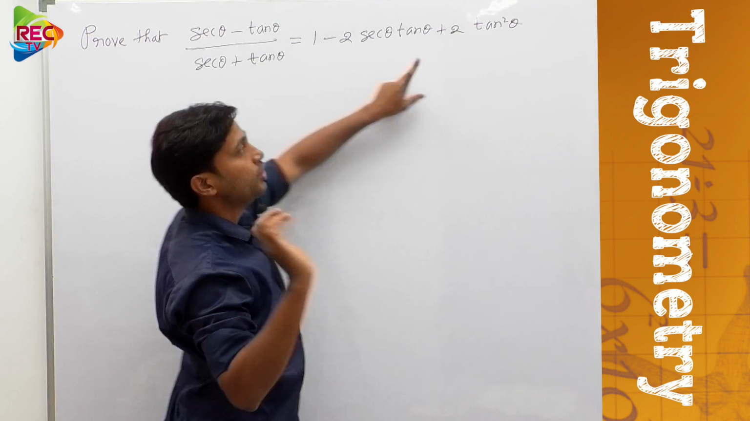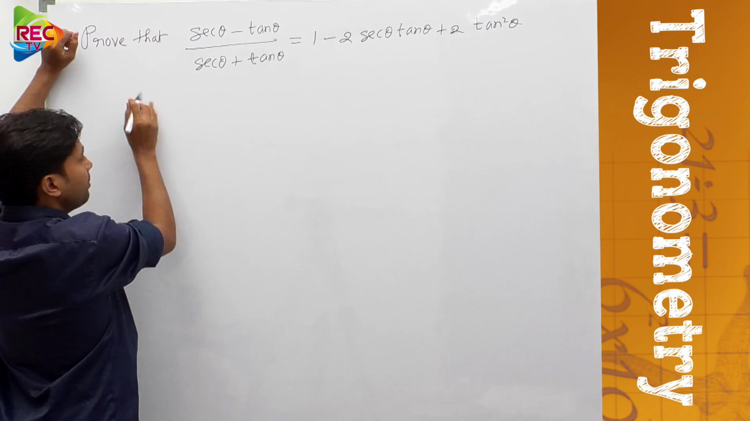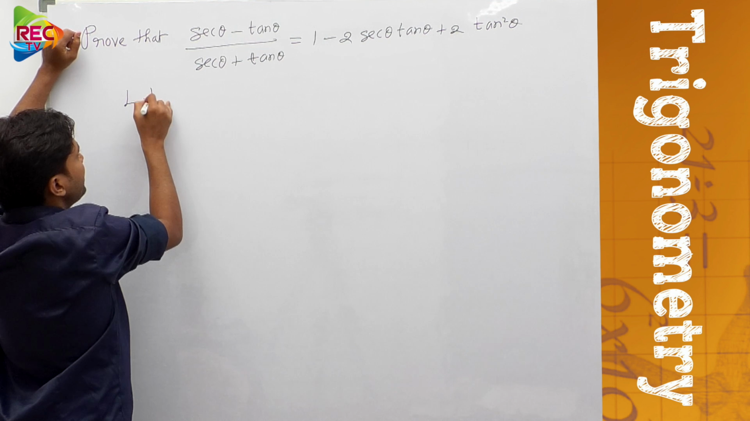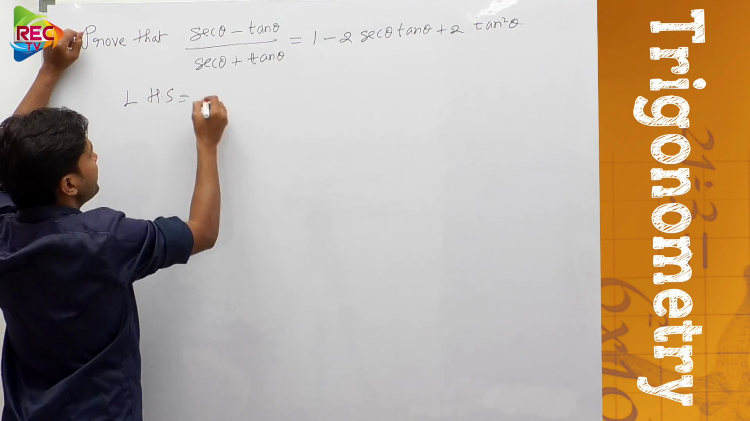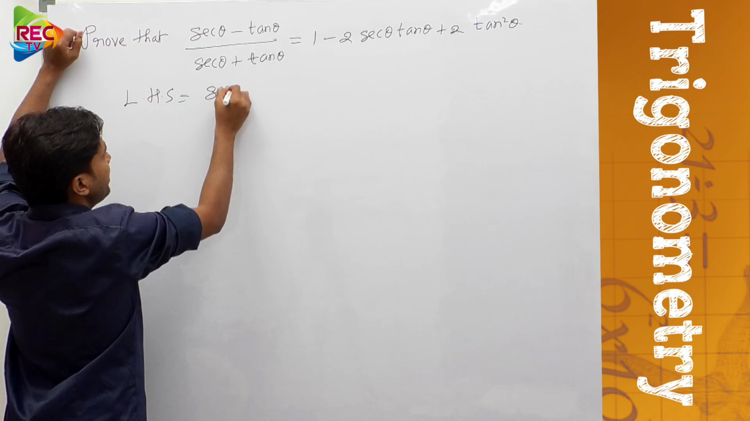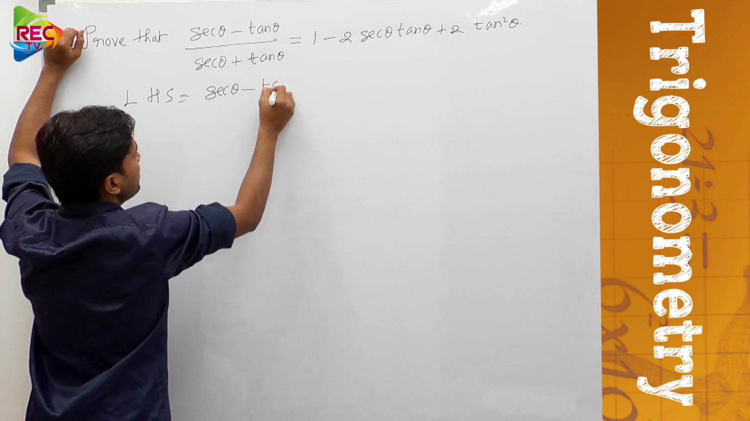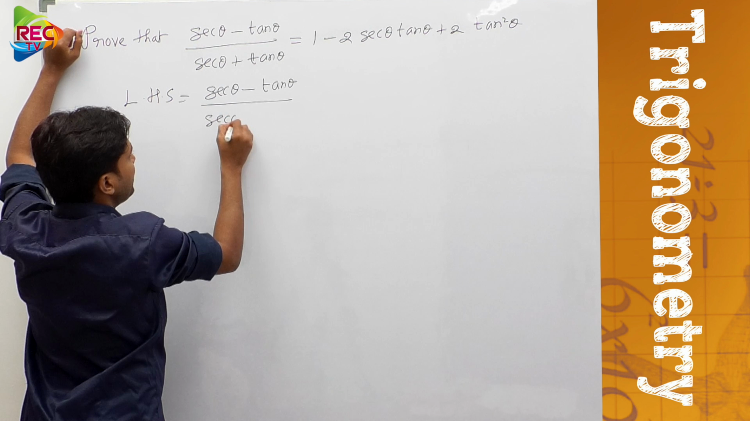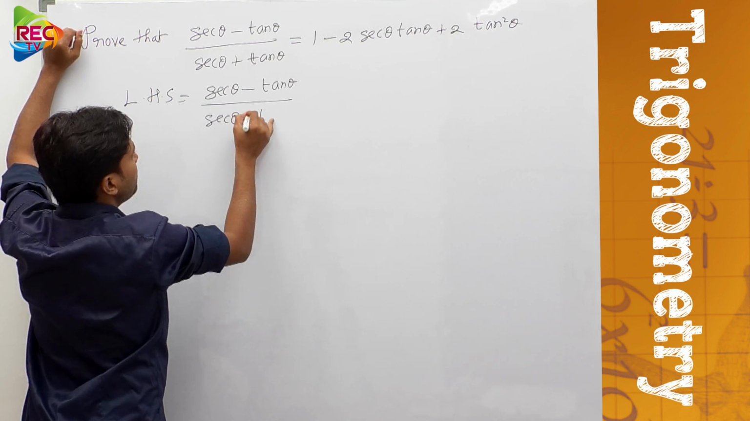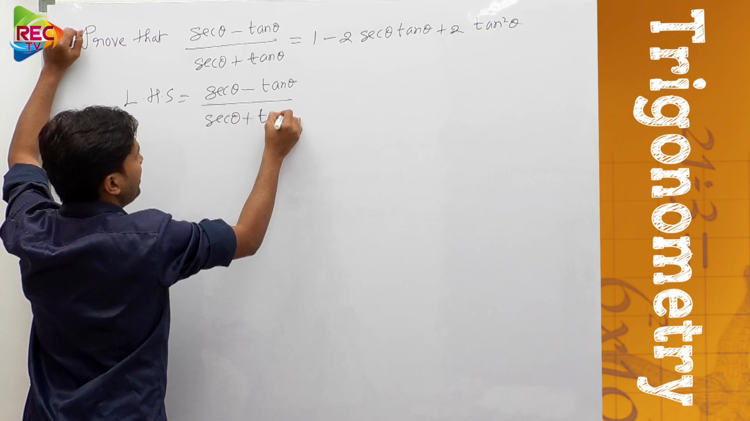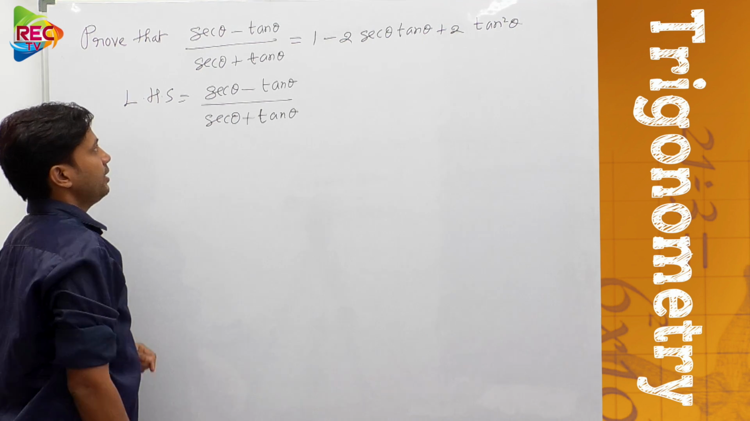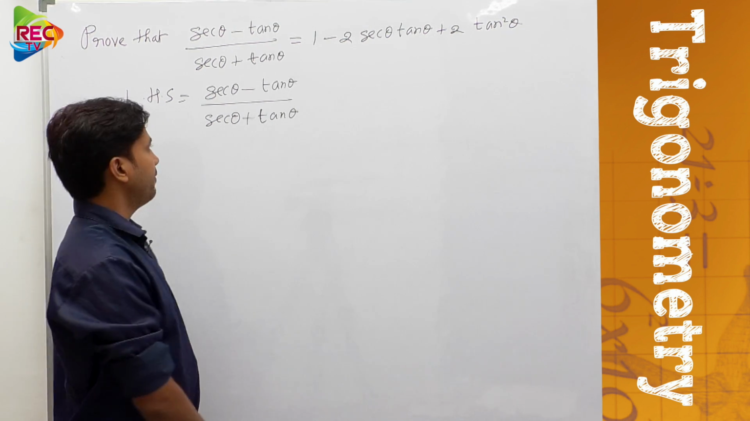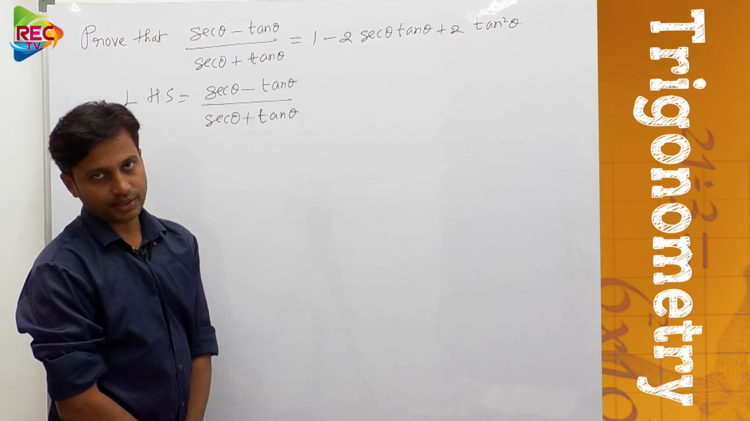So for doing that, we need to take the LHS part. Consider LHS. That LHS would be secant theta minus tan theta by secant theta plus tan theta. Right. So now we have just taken the LHS part.